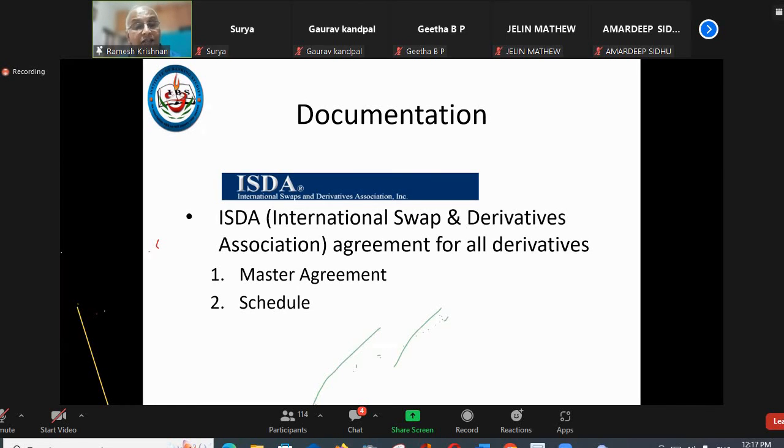You can change it. Like that, all changes you can bring into the schedule. And beyond that, after having signed a master agreement and a schedule with each counterparty, each trade will have a separate trade confirmation. Once you do an IRS, it will have a trade confirmation. Once you do an FRA, it will have a trade confirmation. Another option trade you do, it will have a trade confirmation. So the documentation is complete only if each trade has a master agreement and schedule already signed and executed with the counterparty, followed up by a trade confirmation.